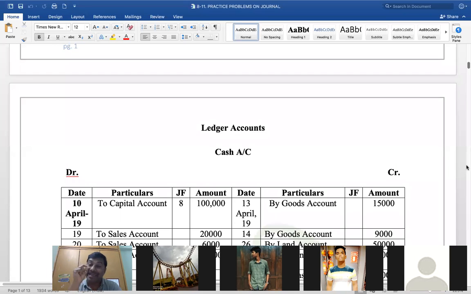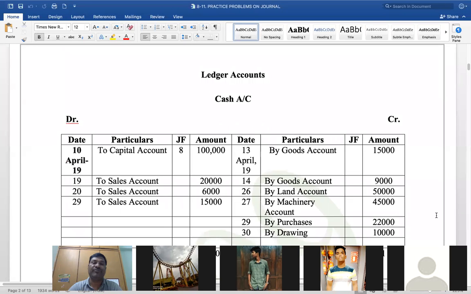Now each account has a format, and we are following the T format. For Osmania University, we are following the T format. Now what is the T format?